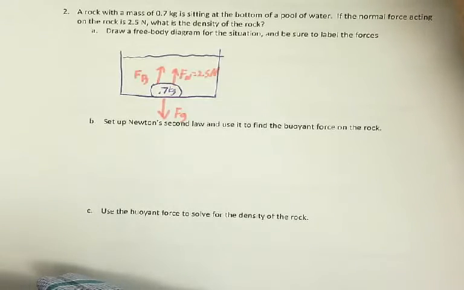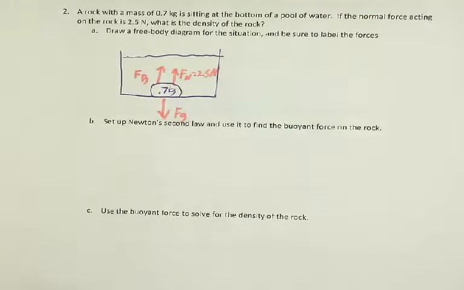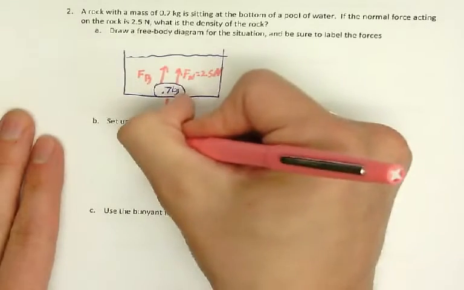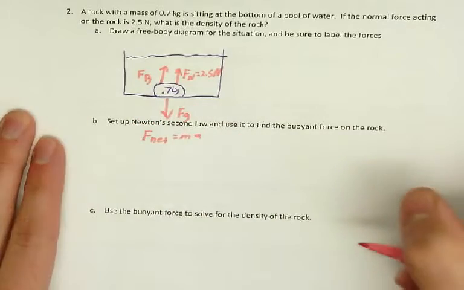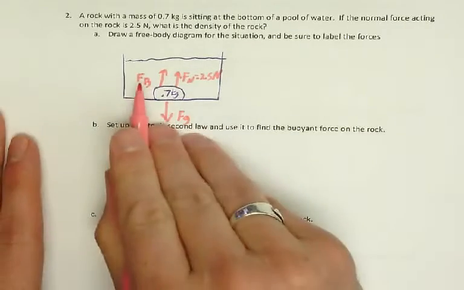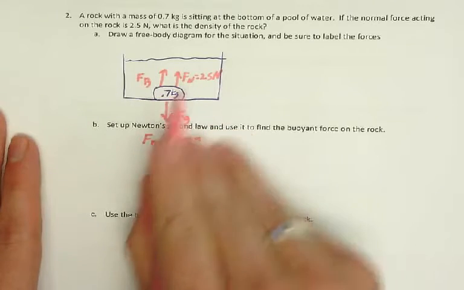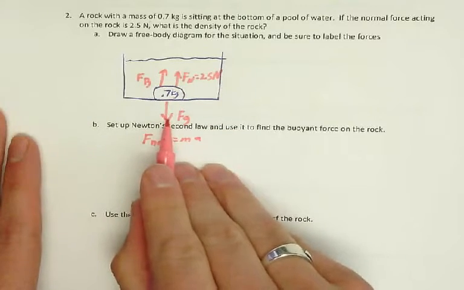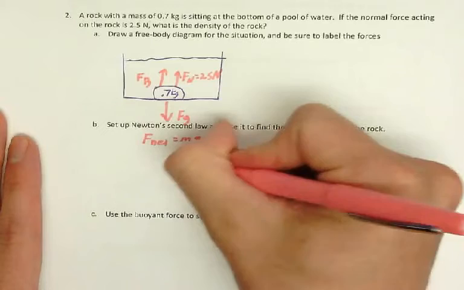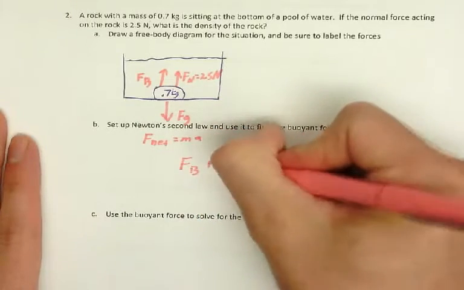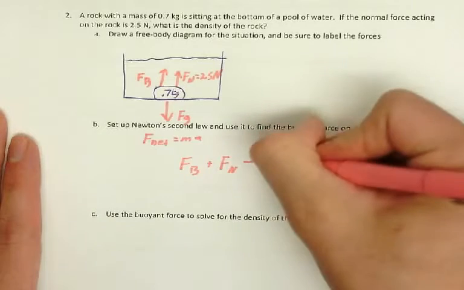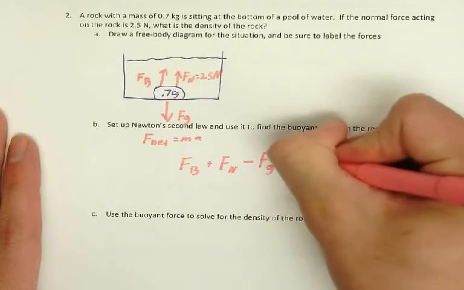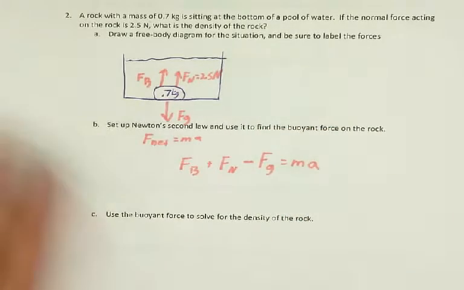All right, set up Newton's second law and use it to find the buoyant force on the rock. So Newton's second law is F net equals ma. So the net force is all the forces added together, which is buoyant up plus normal up plus G down, gravity down. So that would be buoyant plus normal minus, because it's in the opposite direction, gravity equals ma. So that's the setup.